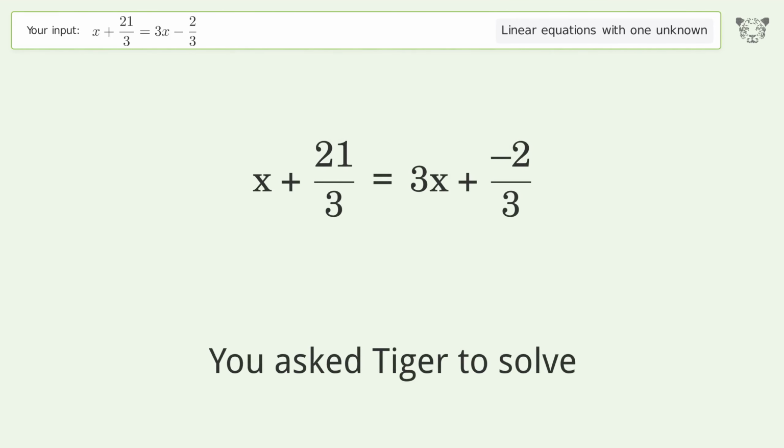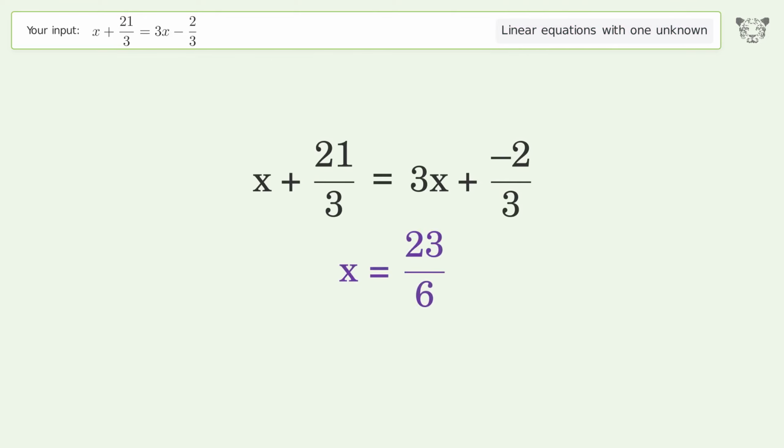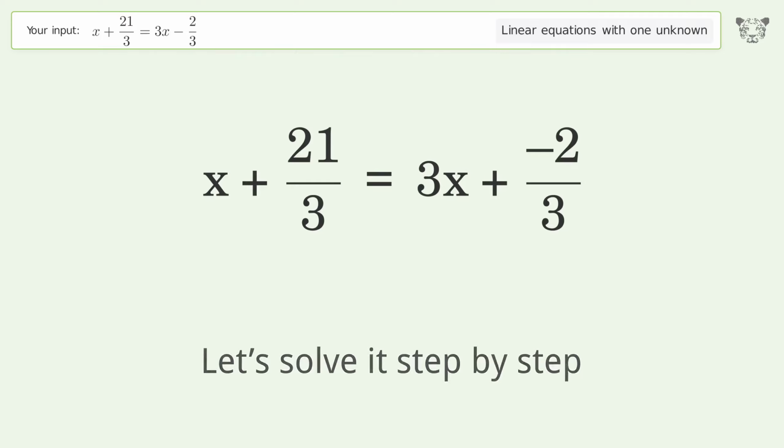You ask Tiger to solve. This deals with linear equations with one unknown. The final result is x equals 23/6. Let's solve it step by step.